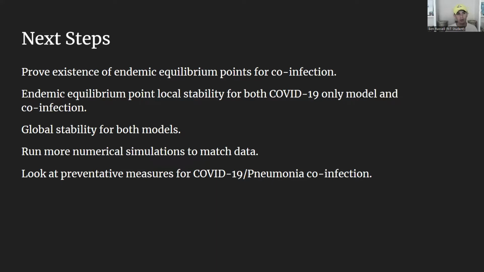The second part is just to run more numerical simulations. That's all I would have to do, is run more numerical simulations with different parameters and see how our model reacts to different things. And the last thing is we'd finally get to look at the preventive measures. We'd see how each of these things work, and we could give suggestions for preventing those future pandemics.